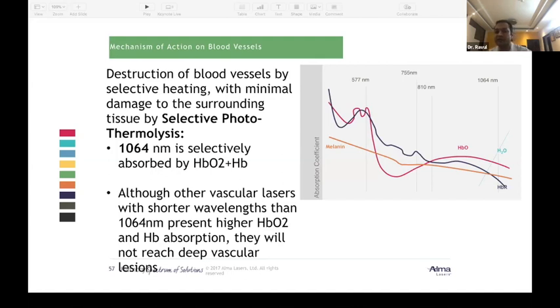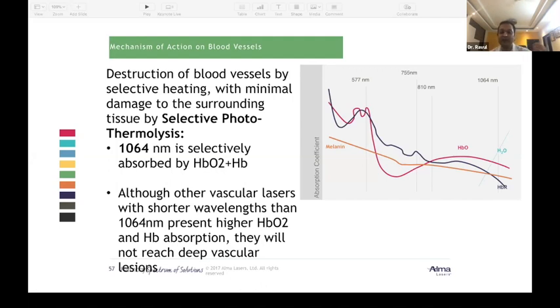Selective photothermolysis by Nd:YAG. So 1064 is selectively absorbed by HbO2 and Hb much more than the water. As I told you, if you look into the water molecule, in the beginning, only the 1064 molecule is there. So that's why if you are treating the vessels, there should be blood in the blood vessels. So in the telangiectasias or in the spider veins, there should be blood present there, because if there is no blood present there, the results will be bad.